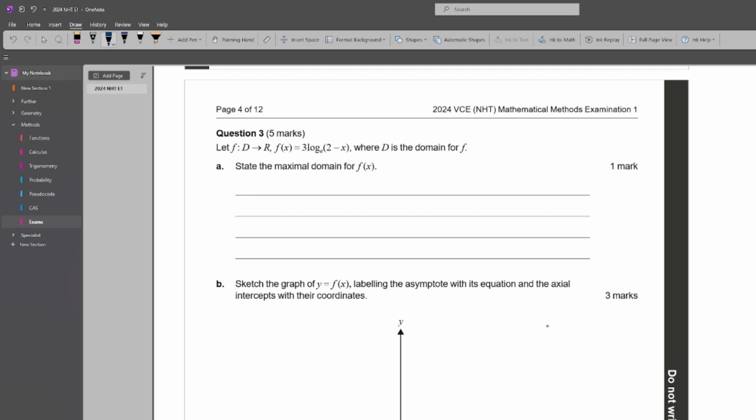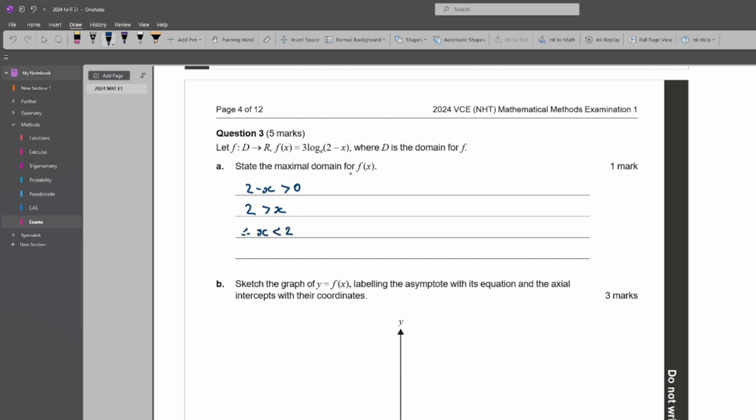Question 3, we've got a log function with domain of D, where D is the domain for f. State the maximal domain for f of x. Okay, so we need the contents of the log here to be greater than 0. So we'll have 2 minus x is greater than 0. Let's bring the x to the other side. We could bring the 2 to the other side and then divide. We just need to remember to flip the sign. So 2 is greater than x, which means x is less than 2.